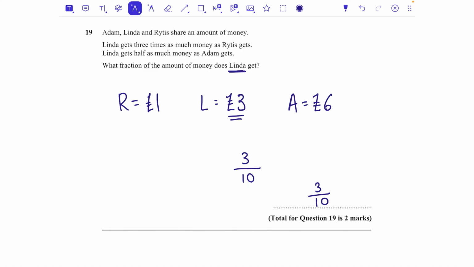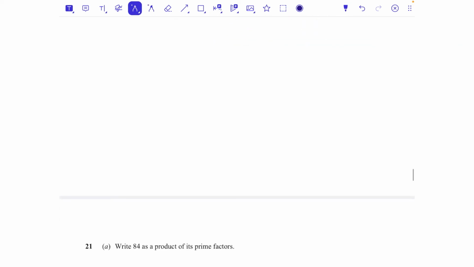Doesn't ask you to simplify it, so as long as you've written a fraction that is equivalent to that, you could write 6 out of 20, you could write 12 out of 40, that would be absolutely fine. Any of those fractions, as long as they were equivalent, you would get both marks there.